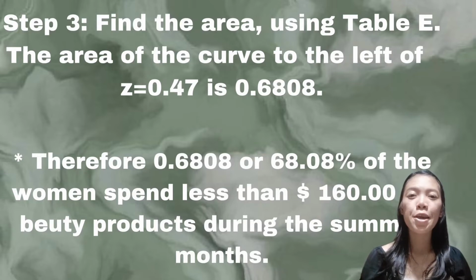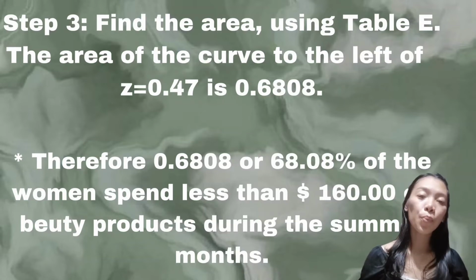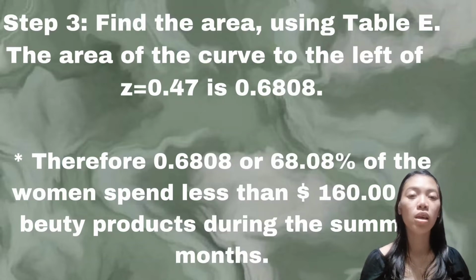Step 3. Find the area using the table E. The area of the curve to the left of z equals 0.47 is 0.6808. Therefore, 68.08% of women spend less than $160 in beauty products during the summer.